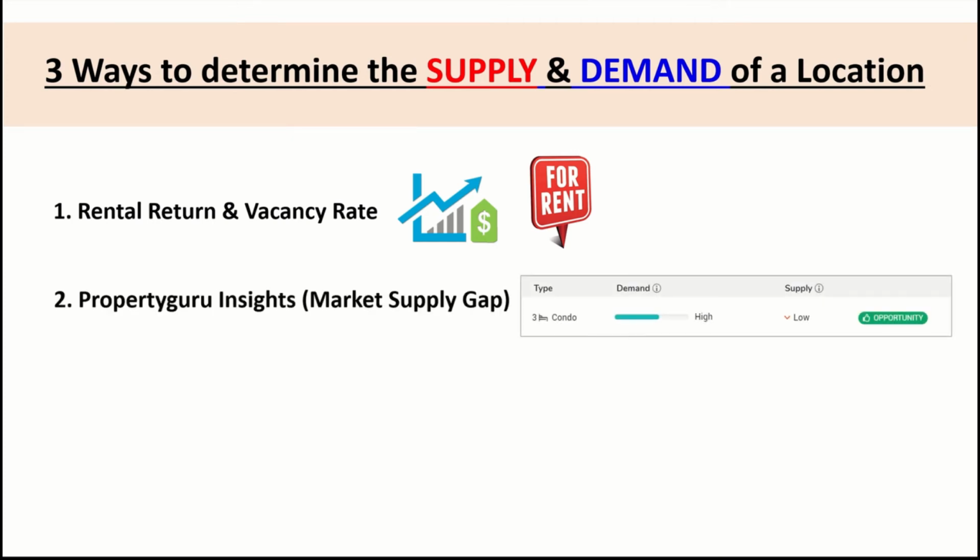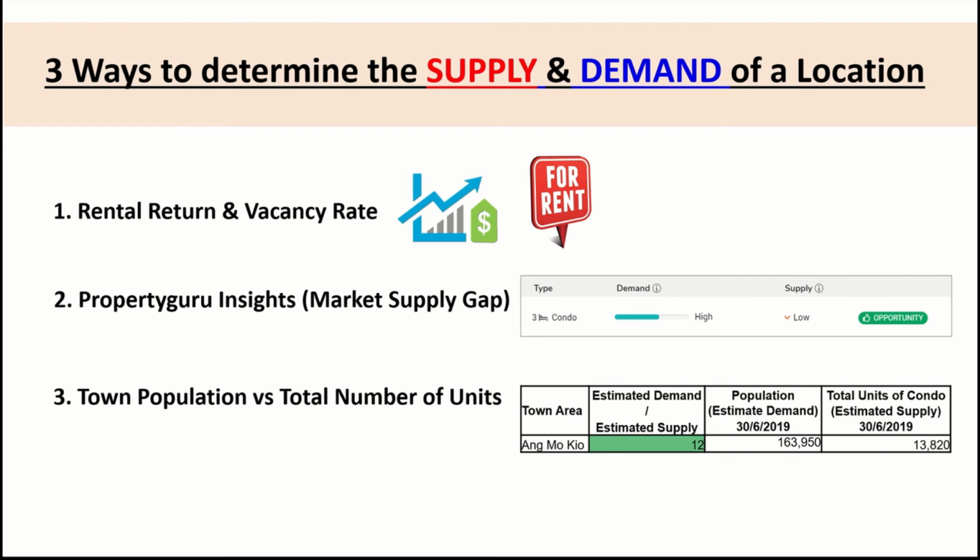Number 2. Property Guru Insights. Because most home buyers are searching through this property portal, most agents, including me, will still publish all the listings there. And that's why Property Guru can detect both the supply and demand and eventually produce the market supply gap, which can be used as the reference for supply and demand of the district.